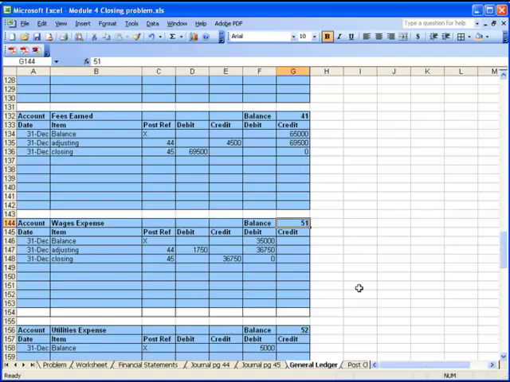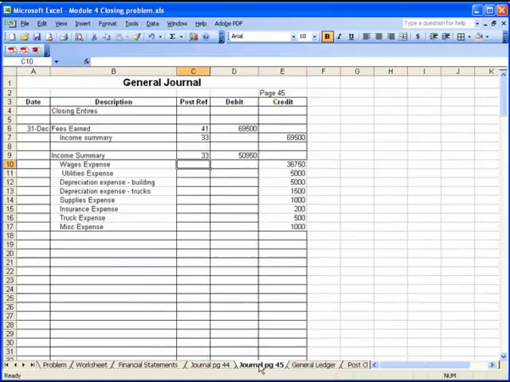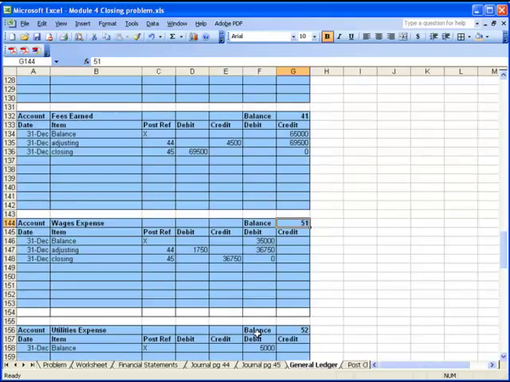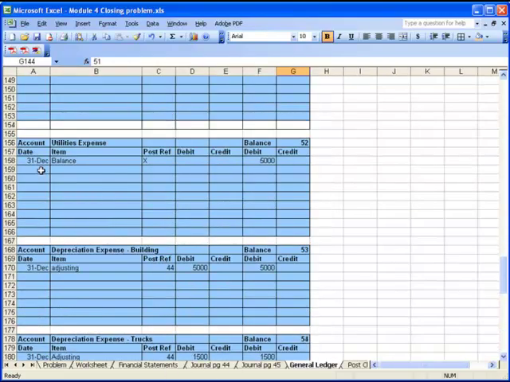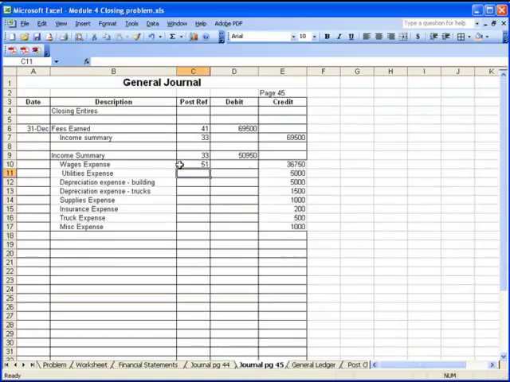Now we'll go back and post this posting reference. This is account number 51. We go on to utilities and do a $5,000 posting. The nice thing about this closing process is the accounts are in numerical order, so it makes it pretty easy to find them. 45, a credit of 5,000. That makes our new balance 0. This is account number 52. So we put a 52 there.